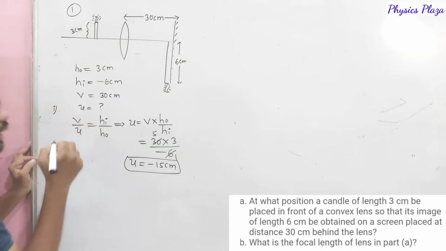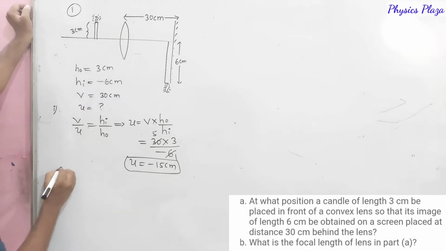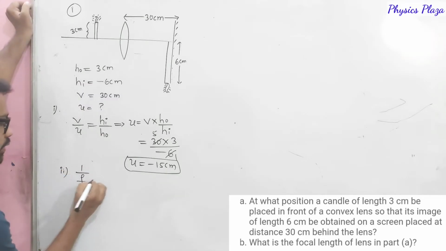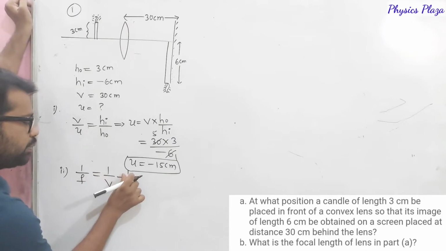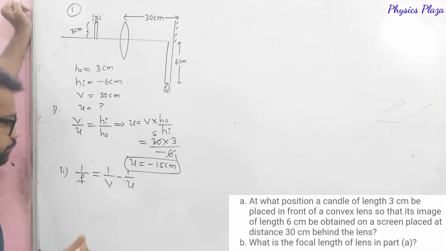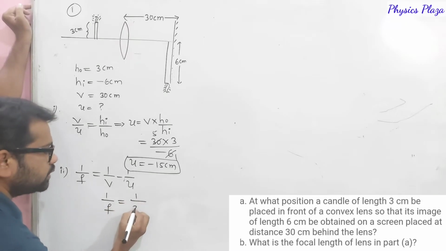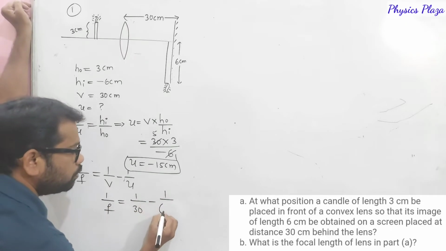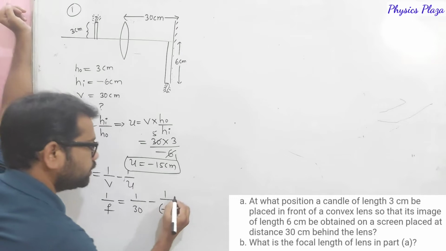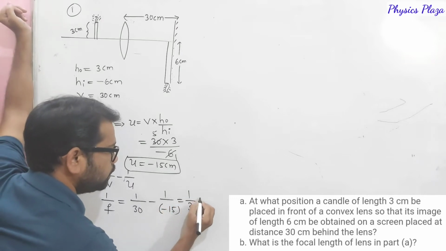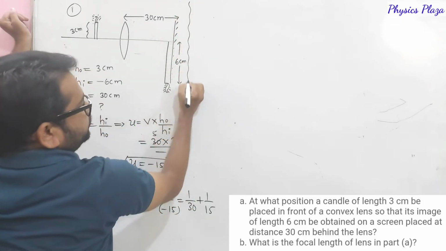Now the question also asks us to calculate the focal length, dear children. So how to calculate the focal length? Look here, the focal length formula we have is 1 by f is equal to 1 by v minus 1 by u. Let us substitute the values here. 1 by f is equal to 1 by v, which is 30, minus u, which is minus 15 as we got. Children, don't forget that minus into minus is going to be plus. So it is 1 by 30 plus 1 by 15.